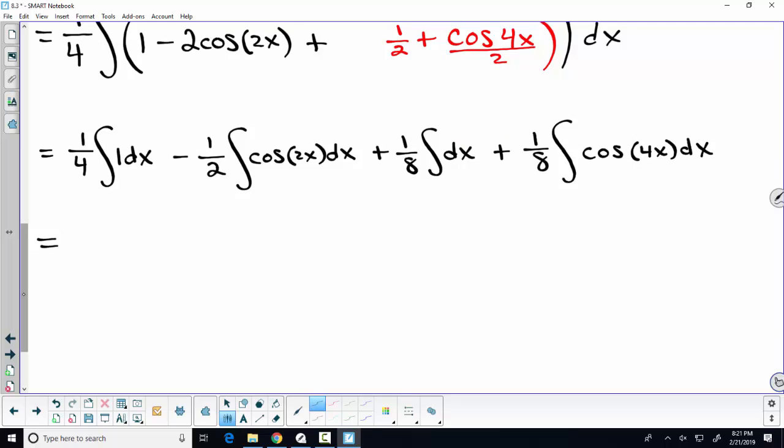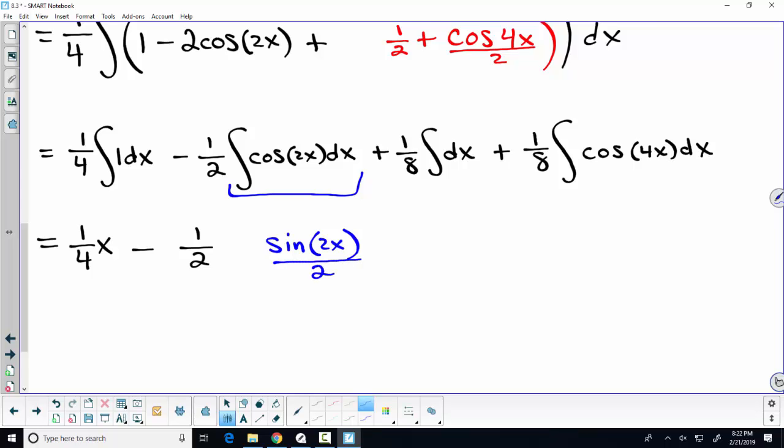The antiderivatives then, antiderivative of this, we have 1/4 x minus 1/2. What's the antiderivative of cosine 2x? Close. Sine 2x. Derivative we multiply by 2. Antiderivative we divide by 2. So 1/a sine of ax.